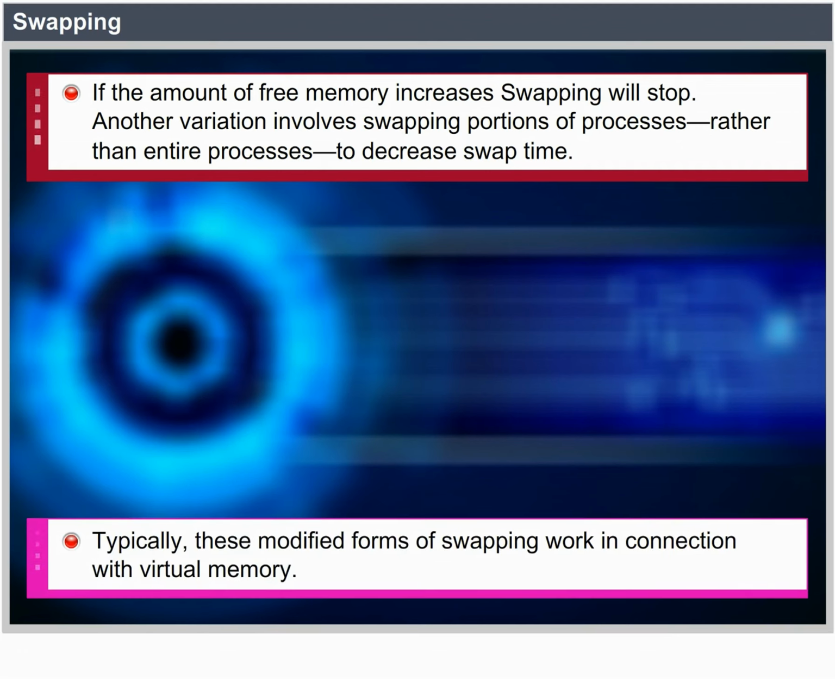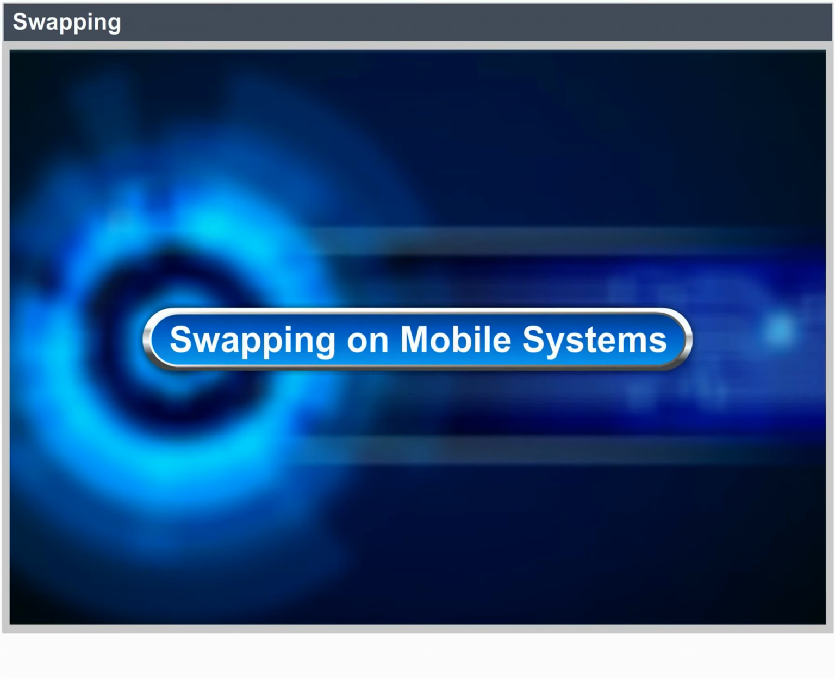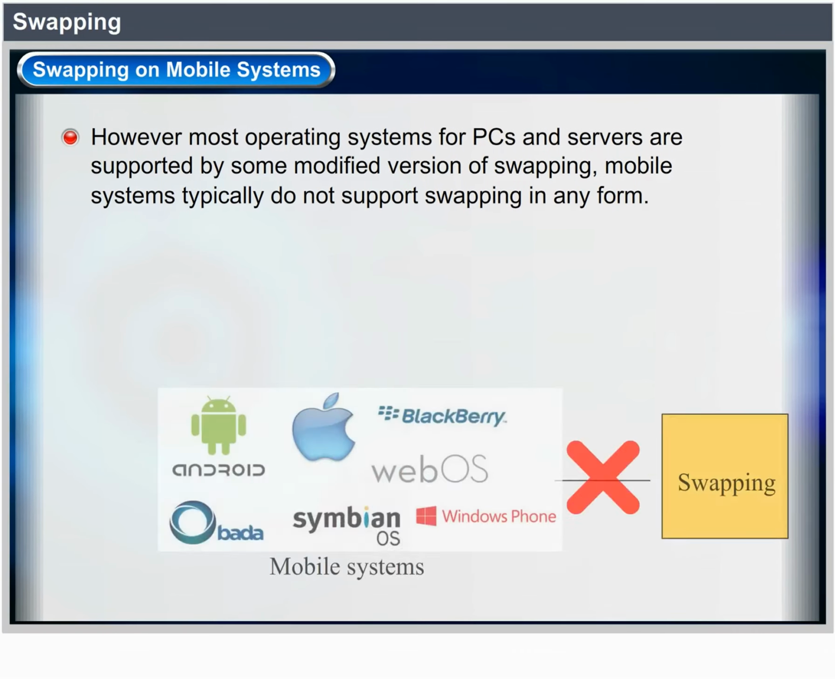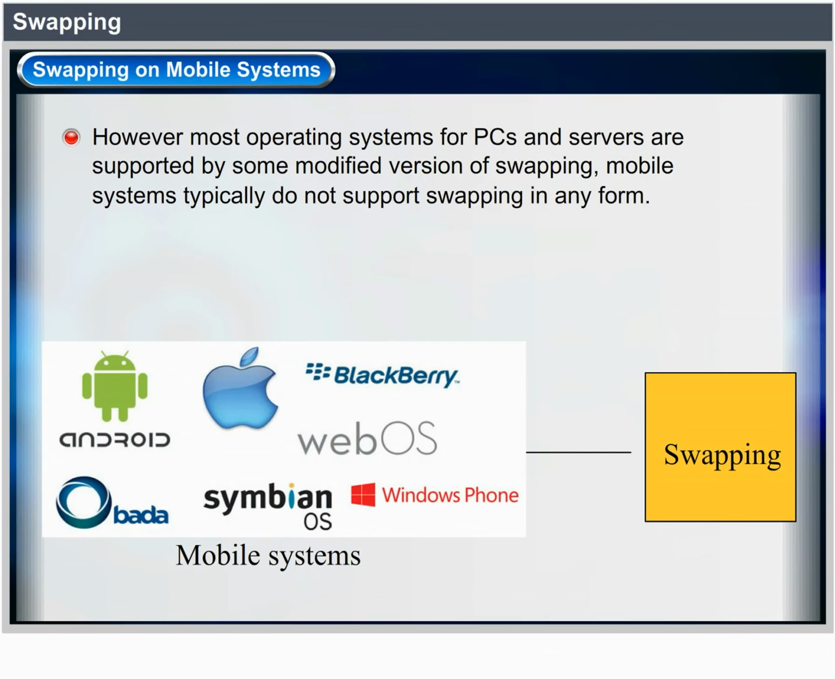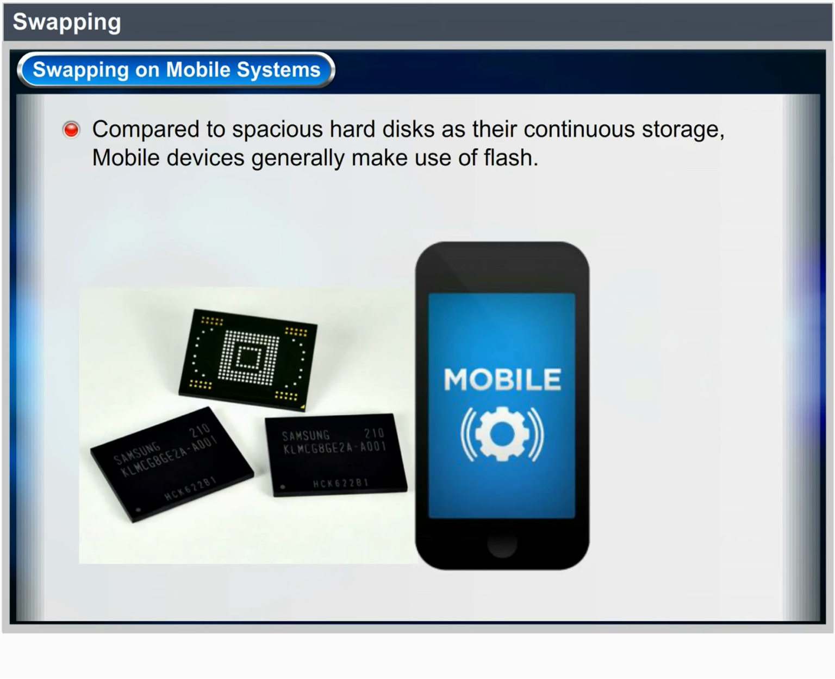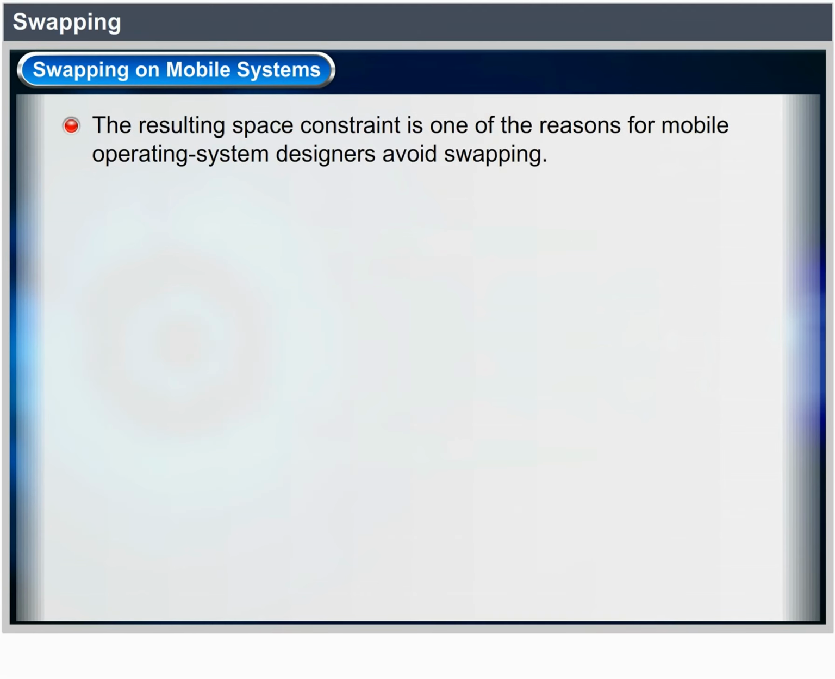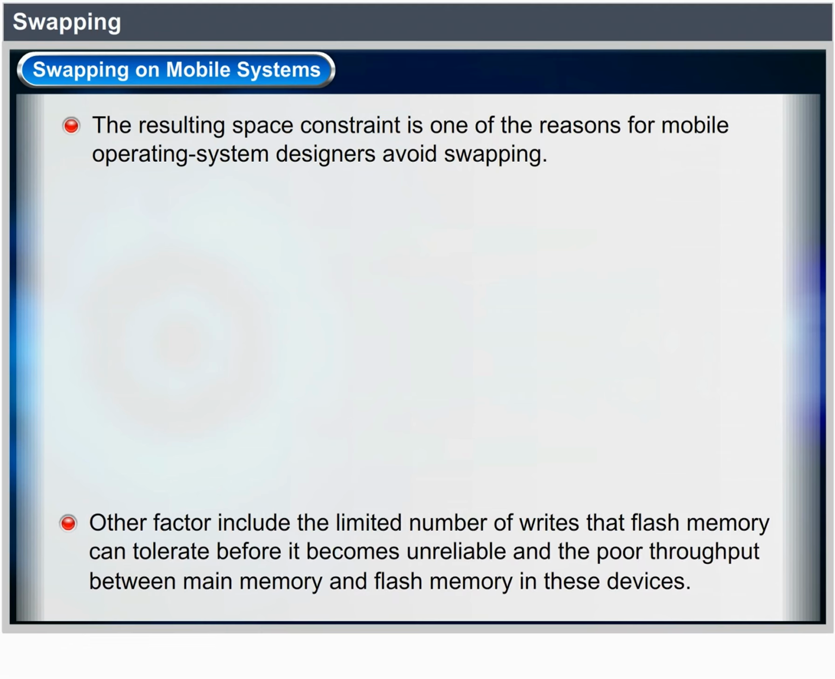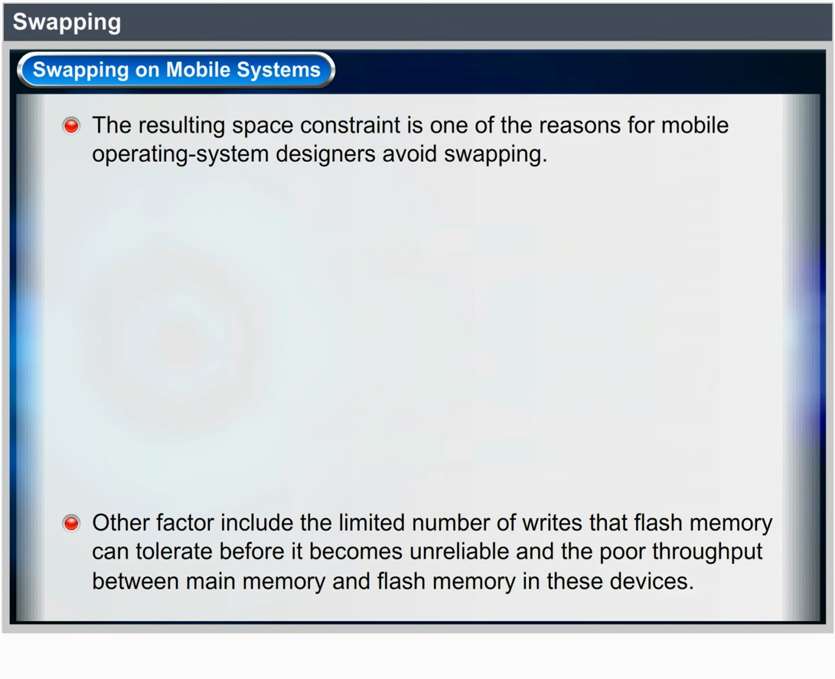Swapping on mobile systems. Although most operating systems for PCs and servers support some modified version of swapping, mobile systems typically do not support swapping in any form. Mobile devices generally use flash memory rather than more spacious hard disks as their persistent storage. The resulting space constraint is one reason why mobile operating system designers avoid swapping. Other reasons include the limited number of writes that flash memory can tolerate before it becomes unreliable and the poor throughput between main memory and flash memory in these devices.